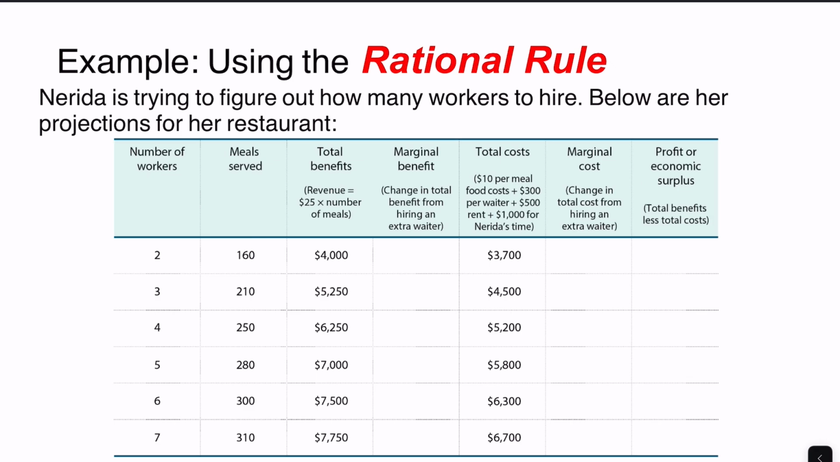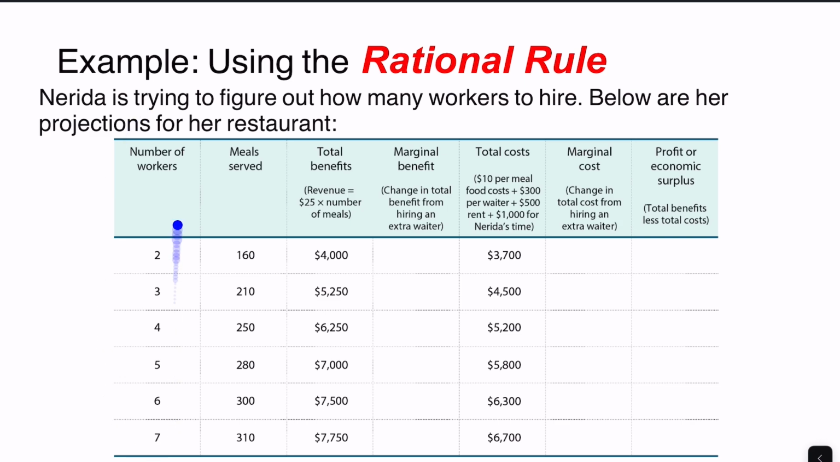In this application, we'll be using the rational rule to help Narita decide how many workers to hire for her restaurant and how many meals to serve in her restaurant. In this table, we have a lot of data to try to capture Narita's revenue and costs of producing different meals and hiring a number of different workers.